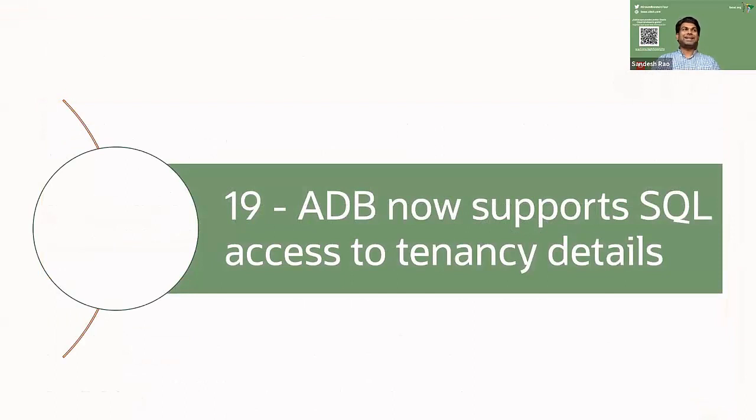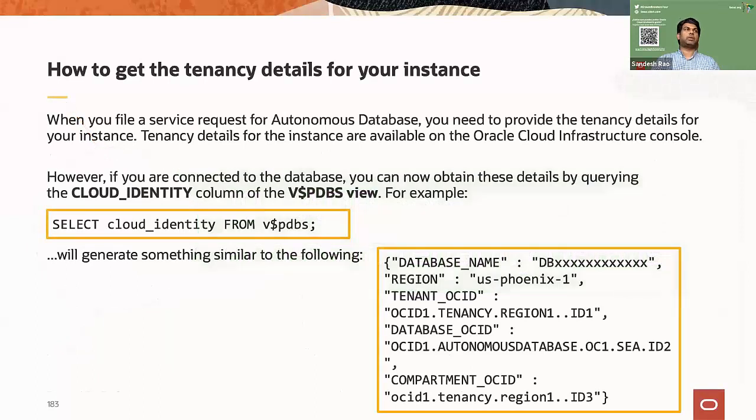Now, feature number 19, ADB supports SQL access to tenancy details. People ask you, hey, what is this instance? Every time you file a support request, they will ask you, what is your OSID, and what is the OSID for this resource? So there are two things you will need: your tenancy OSID, and your OSID for the resource that you're talking about, every time you log a service request.